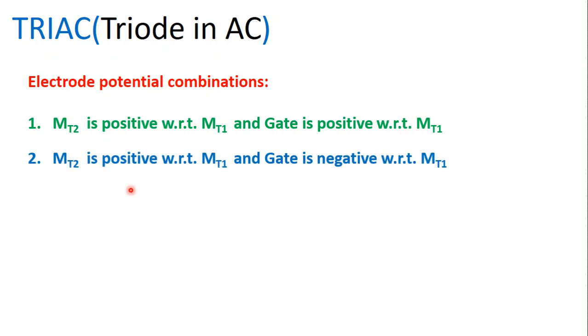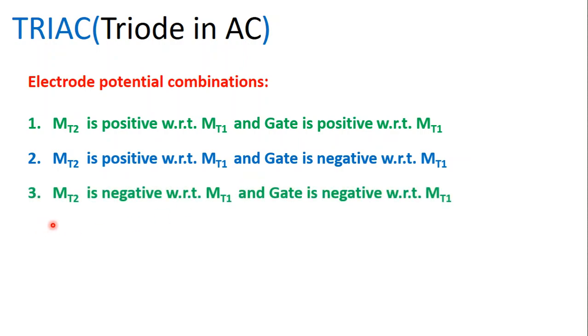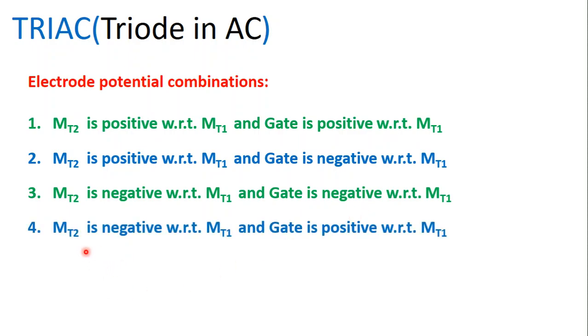Second quadrant operation, that is second mode of operation, is when MT2 is positive and gate is negative with respect to MT1. Third mode of operation or quadrant 3 operation is MT2 negative and gate negative with respect to MT1, and fourth quadrant operation or fourth mode of operation is MT2 negative and gate positive with respect to MT1. So let us see the working of the triac based on these potential combinations.